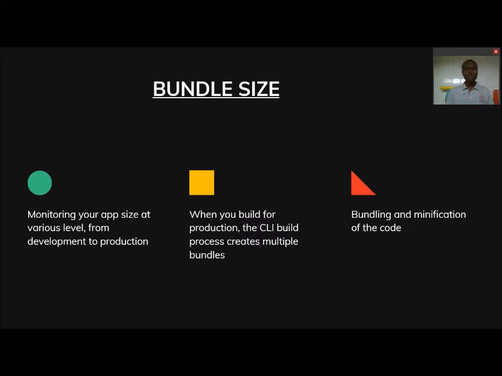All right, so we're looking at bundle size. Monitoring your app size at various levels from development to production is essential. So when we build the app for production, the CLI build processes help us to achieve this and create multiple bundle sizes that we can work with. On the other hand, bundling and minification of the code is also essential. Bundling in the sense of packaging everything as a whole, then within the code base, minifying it so that the size of the app will be reduced. So bundle size is also one of the performance best practices. We can strive as developers to help our app to load faster, to perform well, to have a better performance.